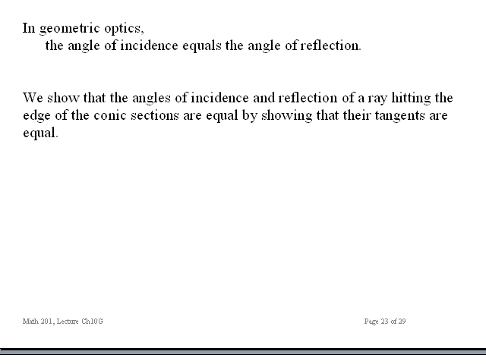To prove these reflecting properties, we are looking at incoming and outgoing rays in terms of geometric optics. Geometric optics says that the angle of incidence equals the angle of reflection. We're going to show that the angle of incidence and the angle of reflection of rays hitting the edge of a conic section are equal by showing that their tangents are equal.